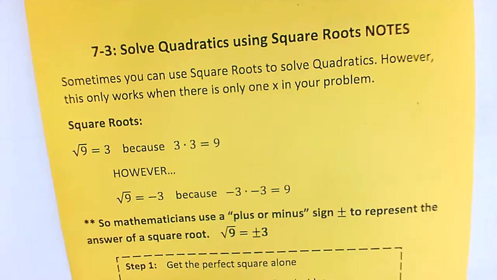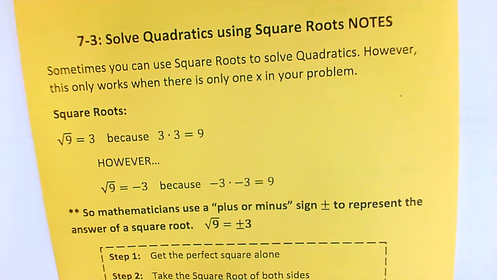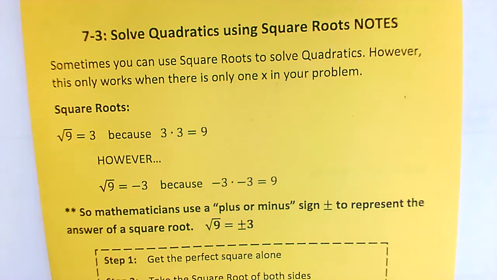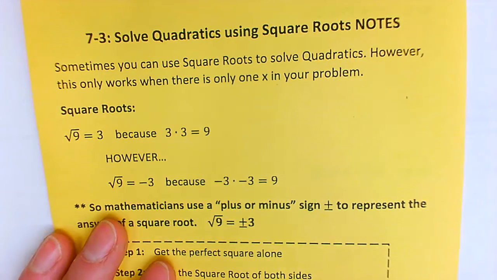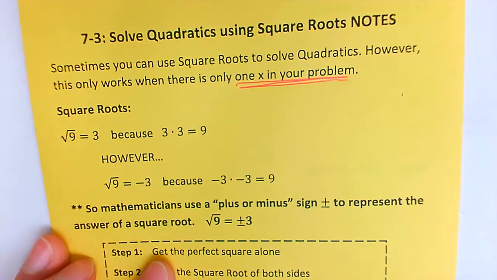Okay. So what we're actually doing today is going to be able to find the x-intercepts, the zeros, the roots, the solutions, by using the square root method. Now, this method is one that a lot of people prefer to use, but it doesn't work all the time. It only works if there's just one x in your problem.